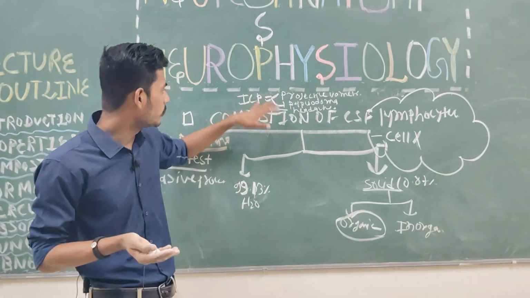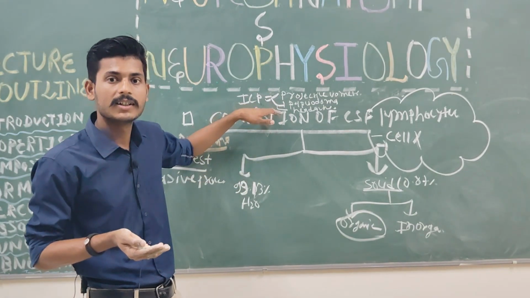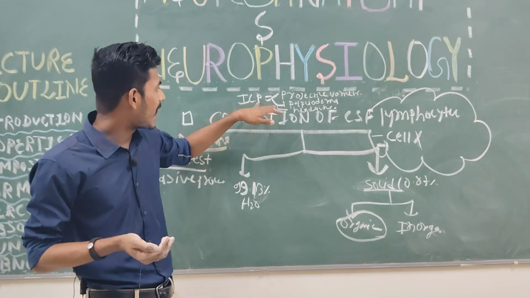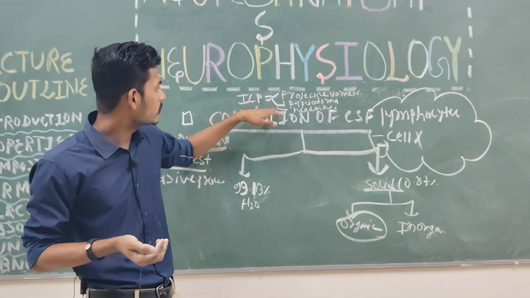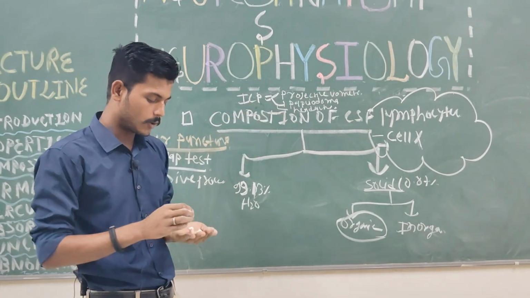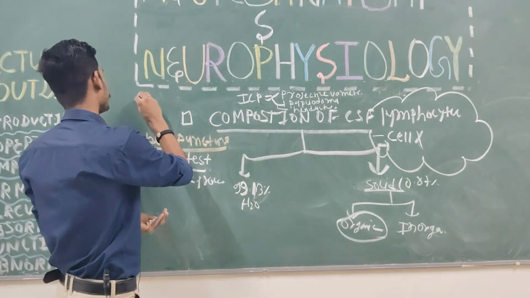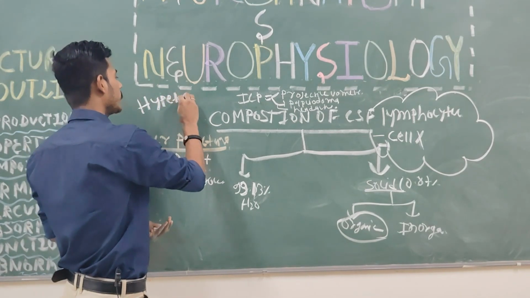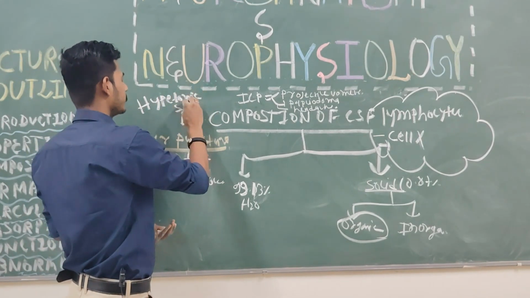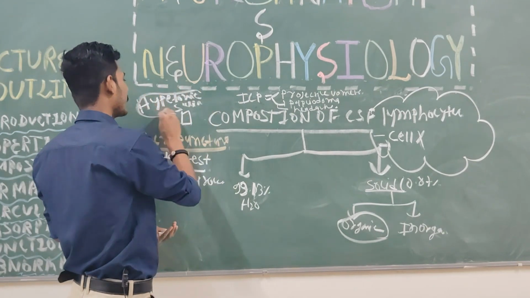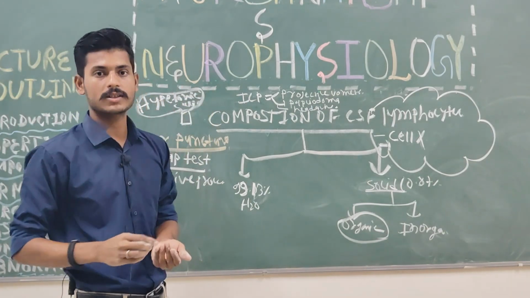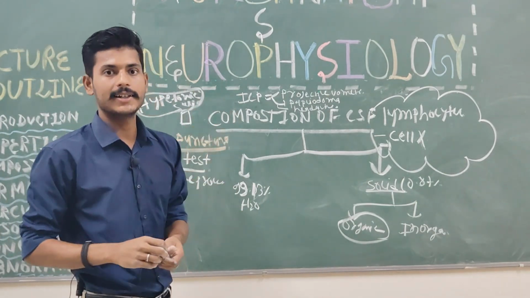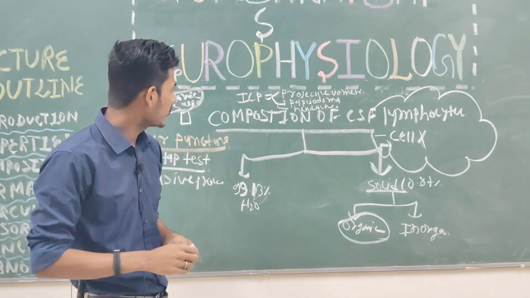First we have to decrease the ICP by giving saline, like, you probably know about hypertonic saline. Hypertonic saline has a high concentration of salt which pulls out the water and decreases the intracranial pressure.